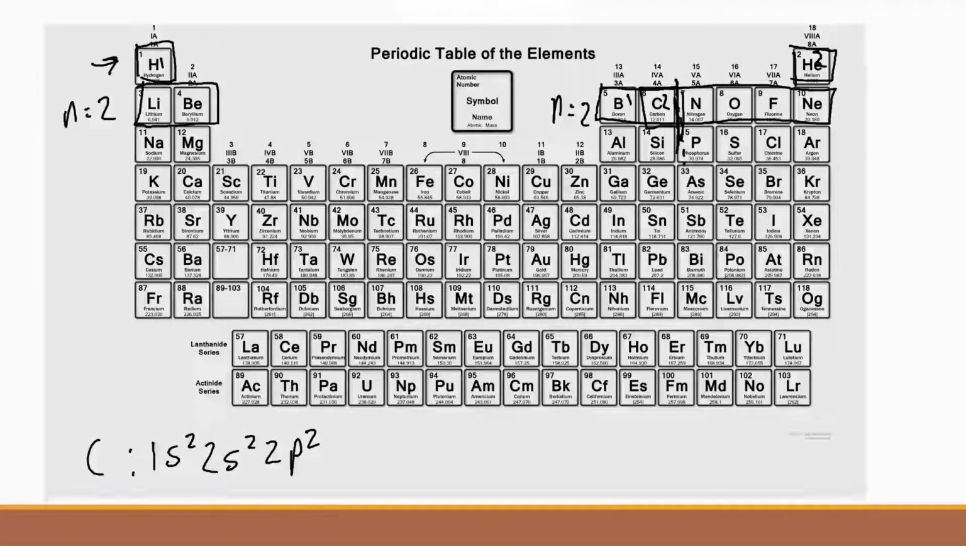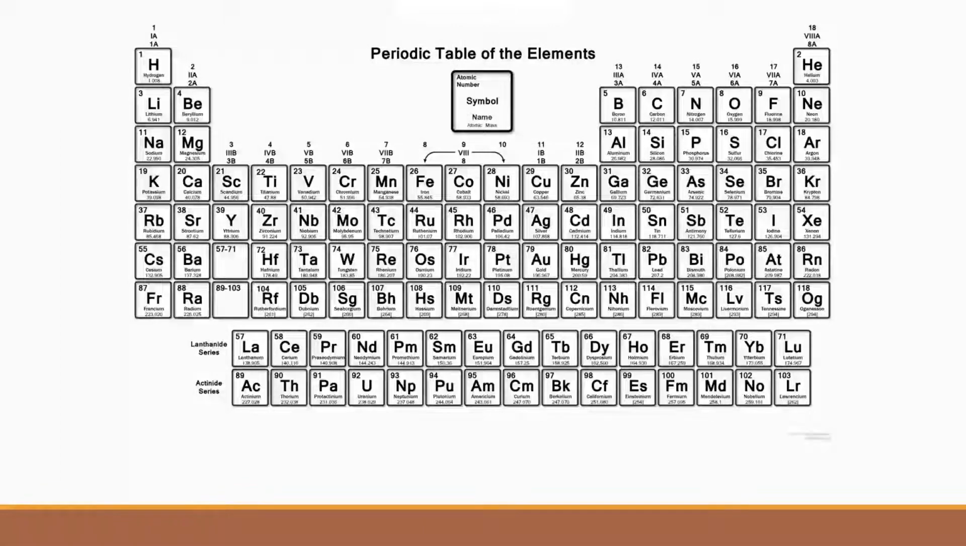Let's go ahead and do another one. So this time let's go a little bit lower and let's do sulfur. Sulfur is found right here in the third row. Now sulfur is in the third row, but again, you do always have to start at the very first row in the beginning. So we're going to start right here.